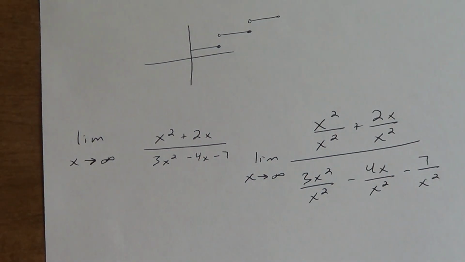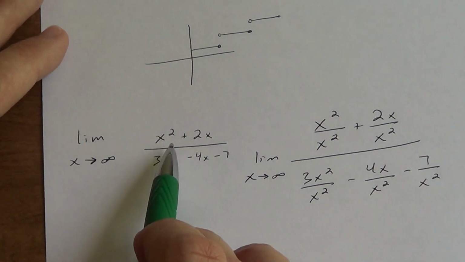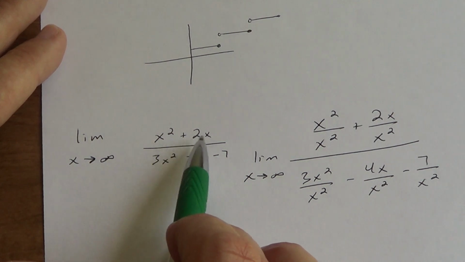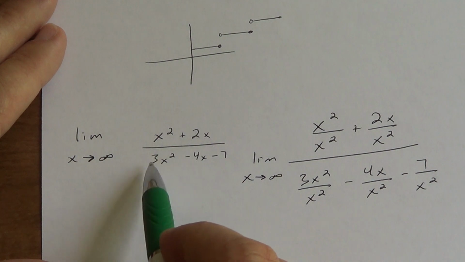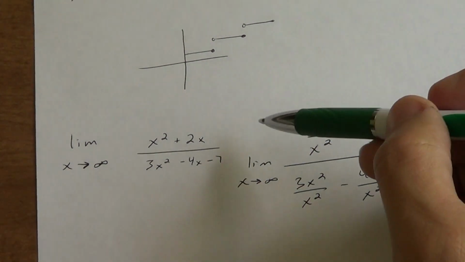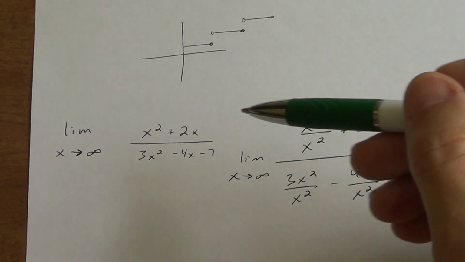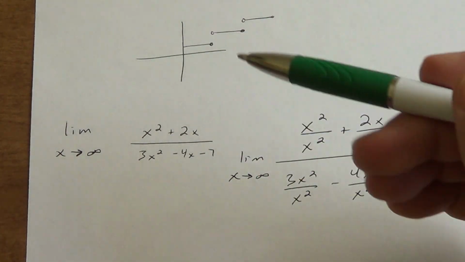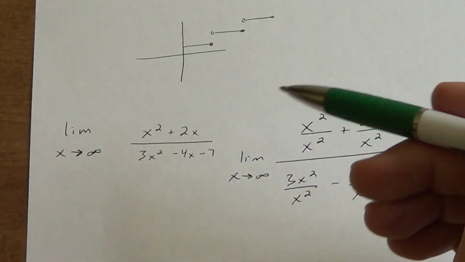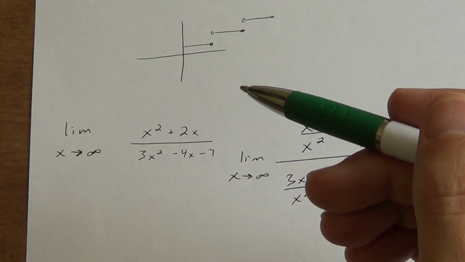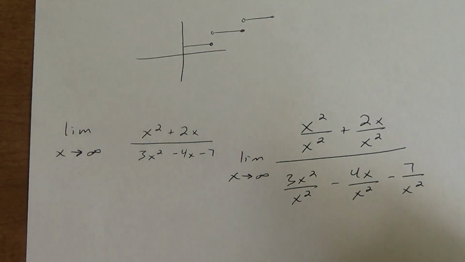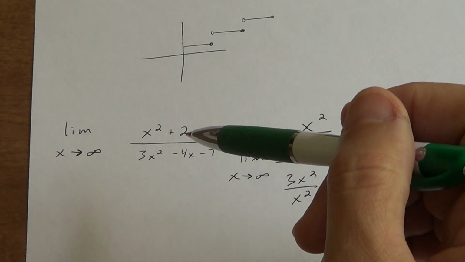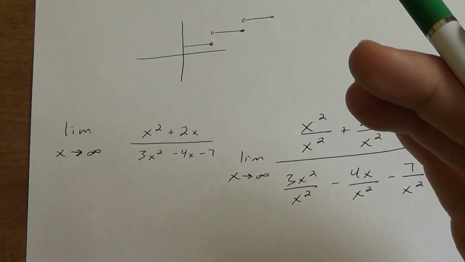Now the reason that we do this, let me back up a little bit. If I try to plug infinity in here, infinity squared is infinity, 2 times infinity is infinity, infinity plus infinity is infinity, infinity squared times 3 is a really big infinity, 4 infinity, 7, you're basically adding, subtracting, and multiplying a bunch of infinities, and it's hard to keep track of which infinity is going to be bigger than which other infinity. They're just really, really big numbers. And there are different sizes of infinity.